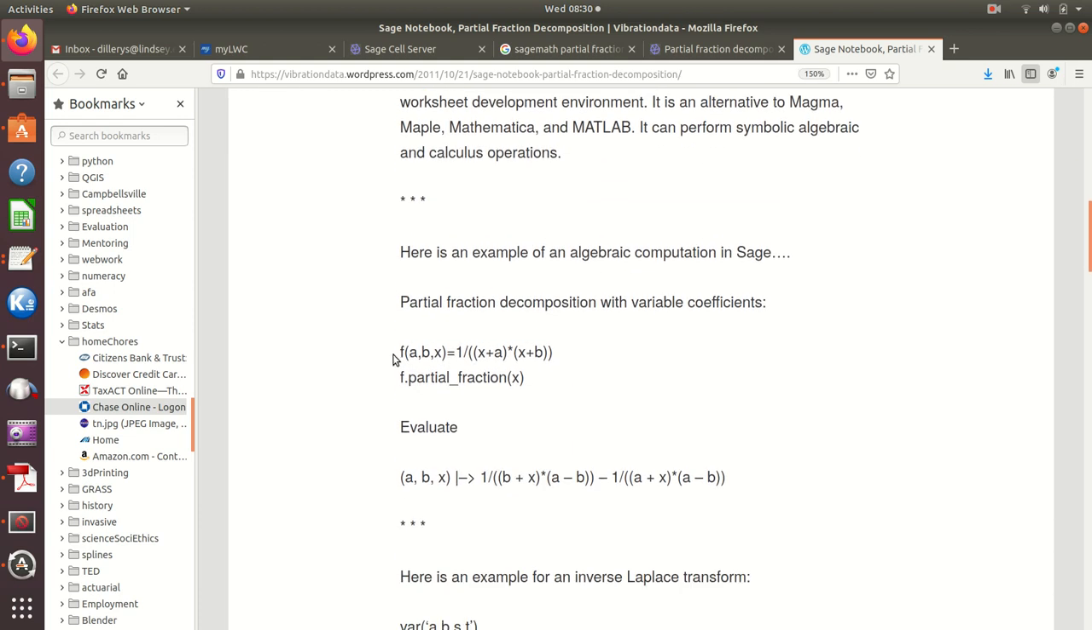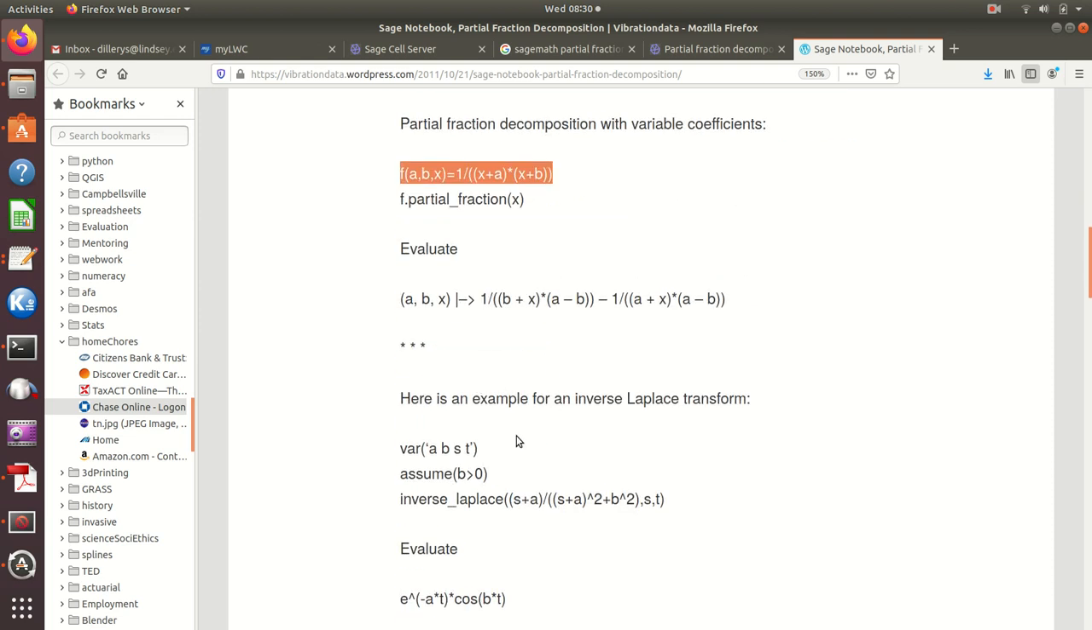This one, they say, okay, they defined f, and they actually put in the A, B, and X in here. You don't really need to do that. We'll see that in my example then. But they just said, they set f equal to this fraction here, and then did partial fraction, not partial fraction decomposition. So that's the thing that I found. And notice down here they start talking about Laplace transform, inverse Laplace transform. That's something to keep in mind.